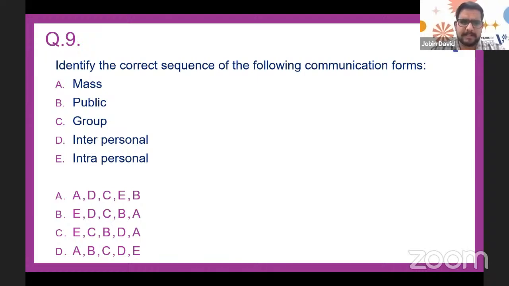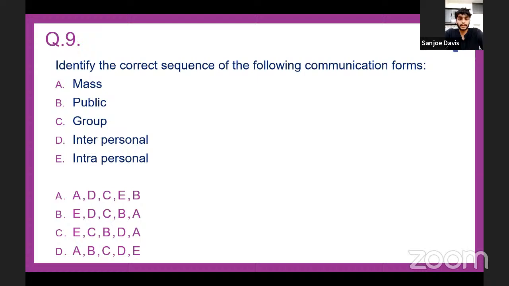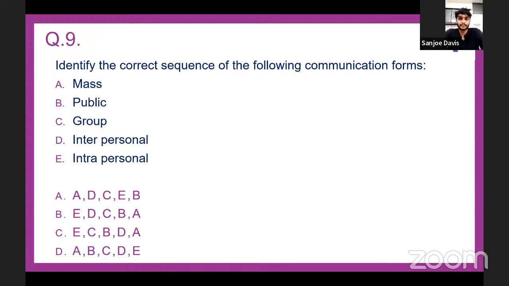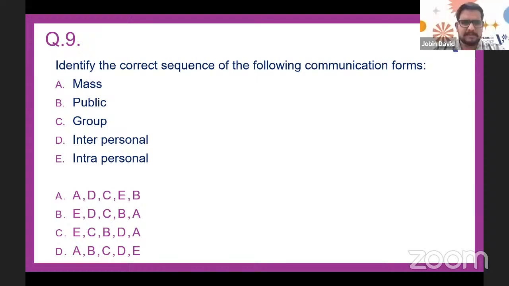So what will be the order or the sequence? The first, definitely, is according to the reach of our communication, from smaller to bigger. So we want to speak to ourselves first. So intrapersonal will be coming first, right? Yes. Okay, so that is obviously there. So intrapersonal will be there.